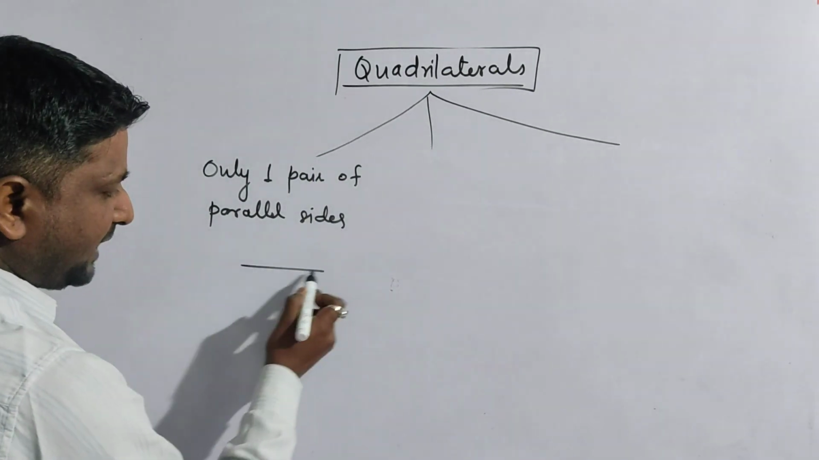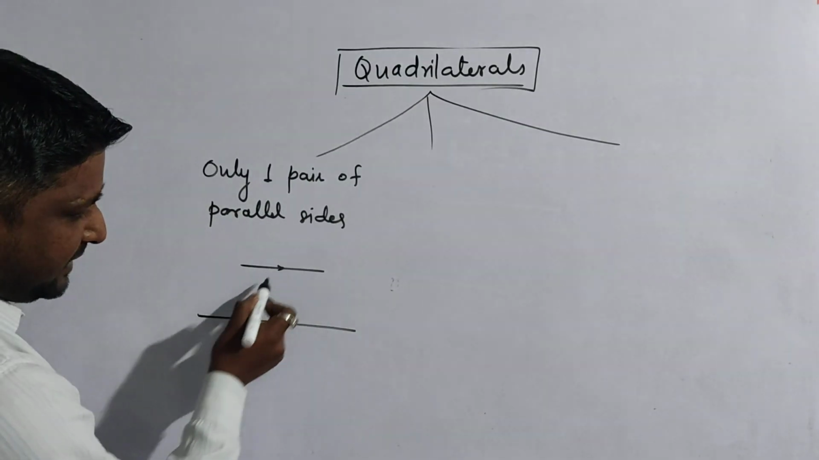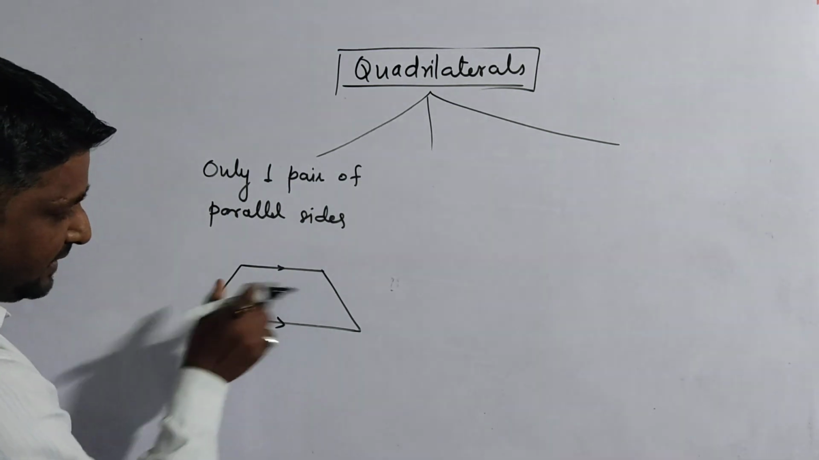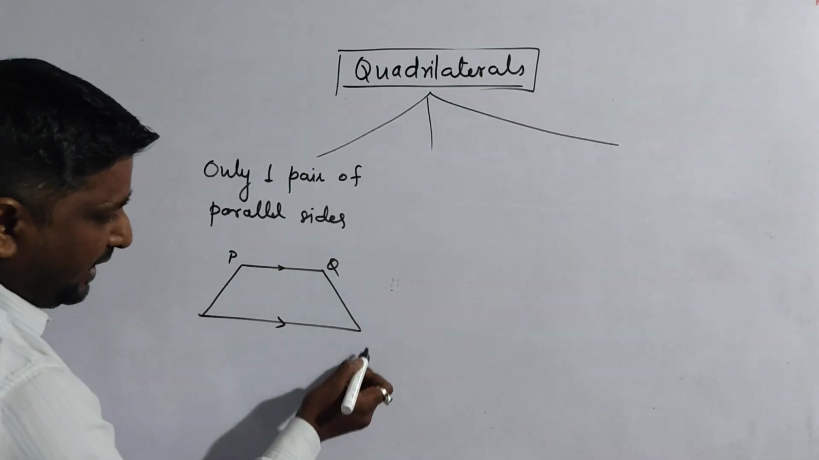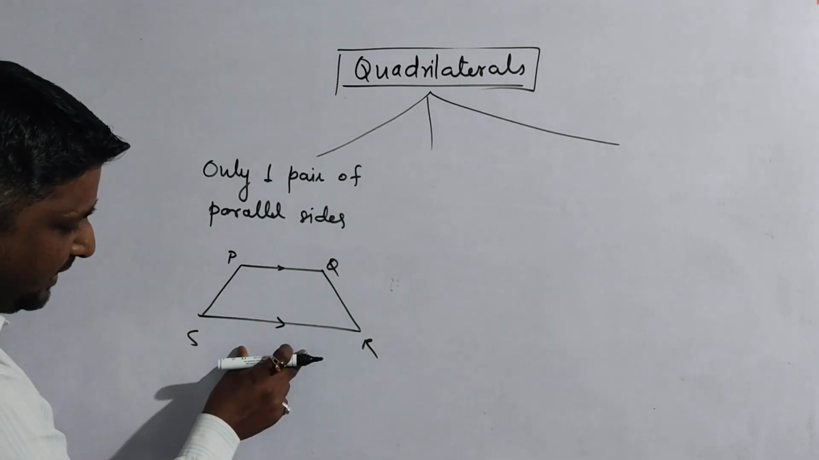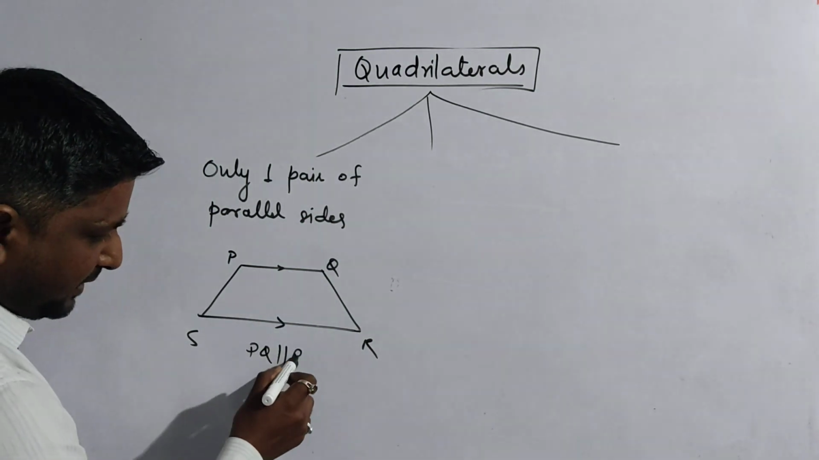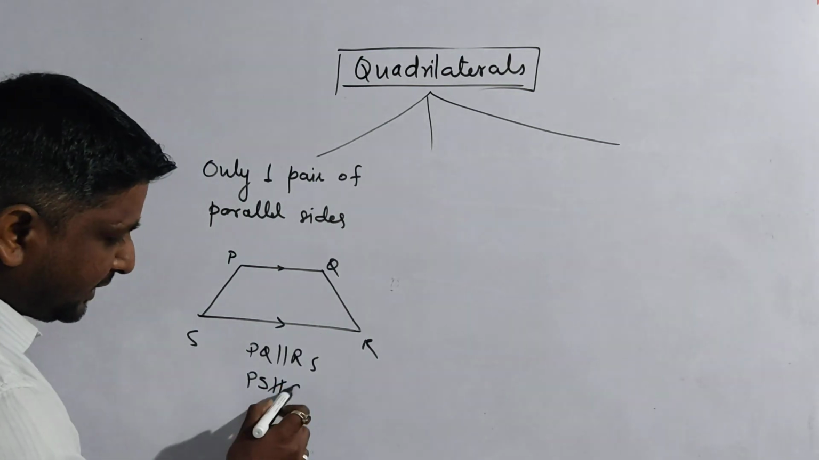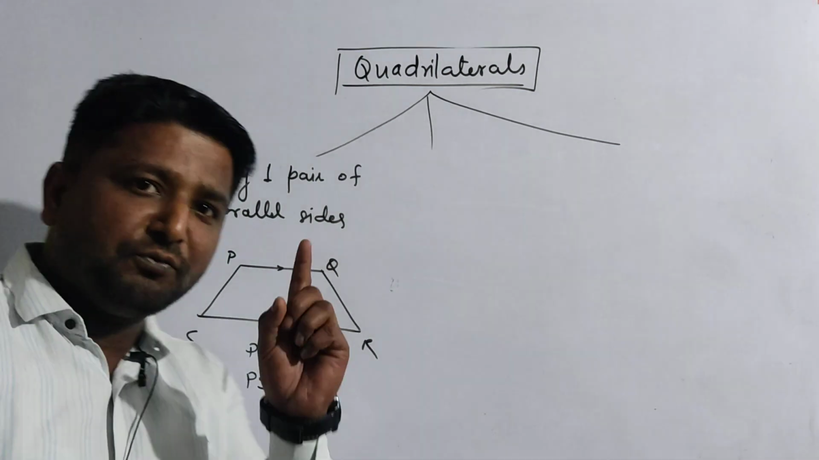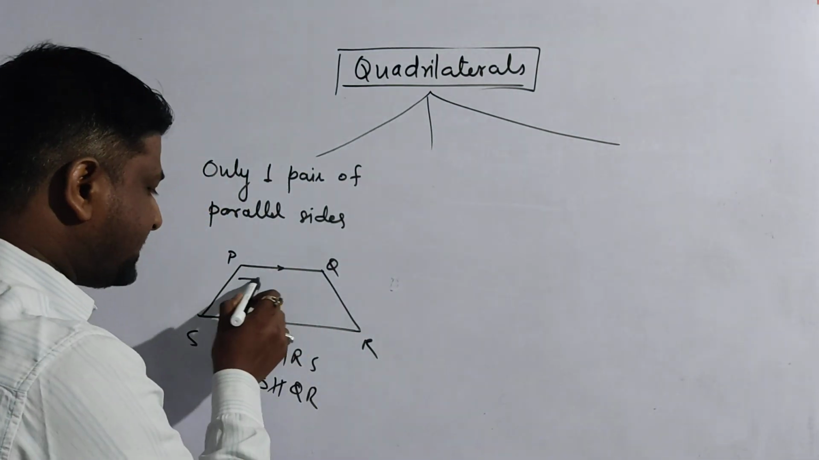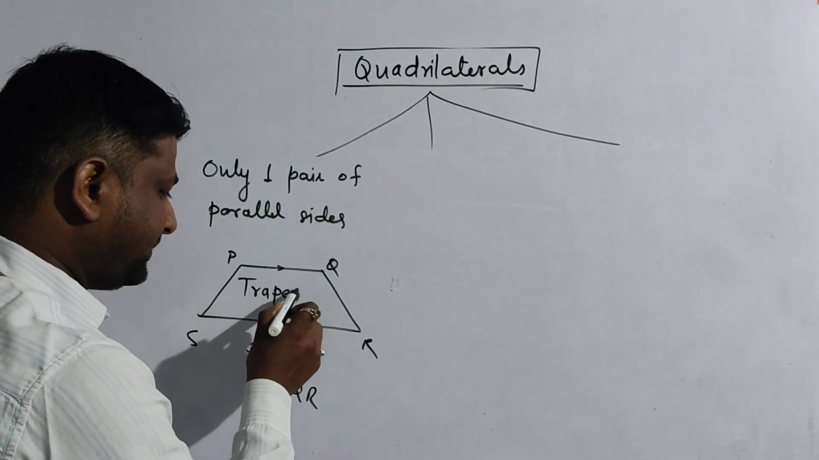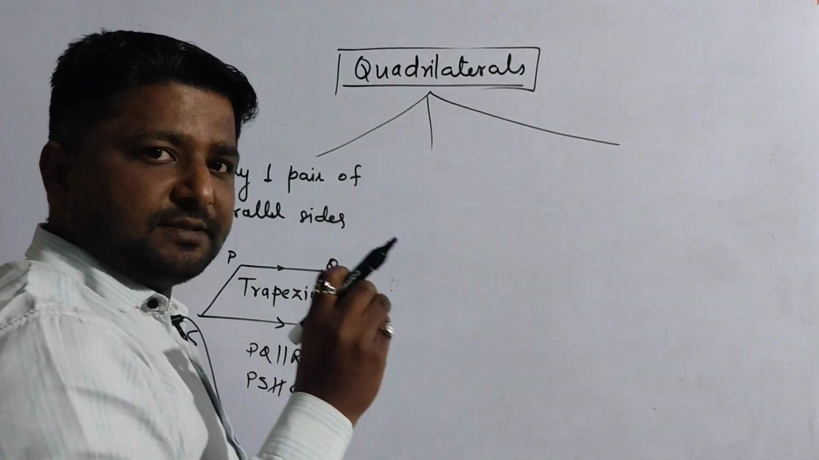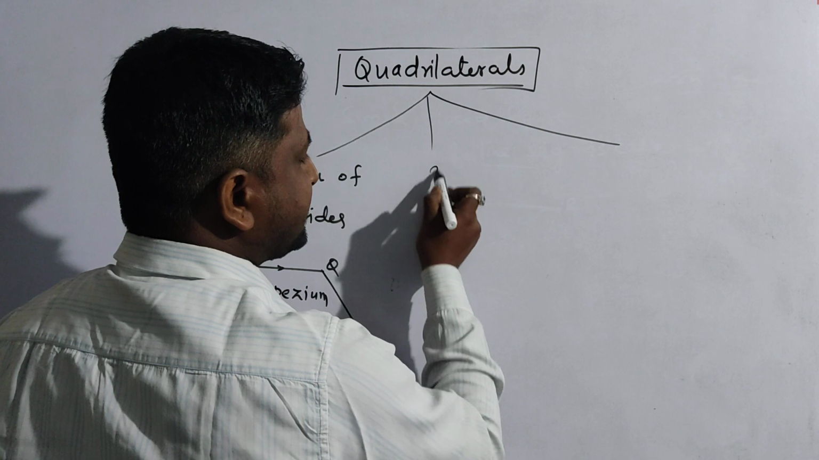Okay, so look at this figure now. This side is parallel to this side, but these two are non-parallel sides. Okay, let me say PQRS. So PQ is parallel to RS, but PS is not parallel to QR, right? So it has only one pair of parallel sides. Well, we call this a trapezium or trapezoid, right?